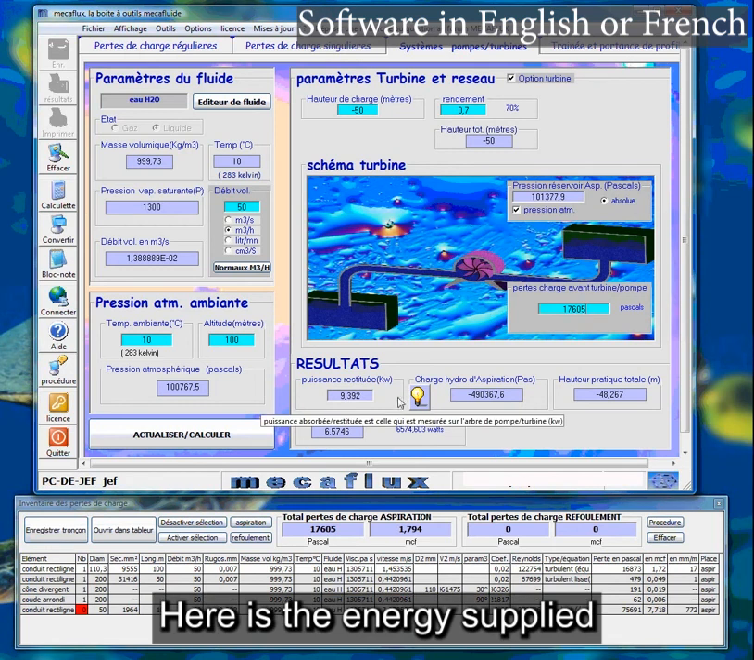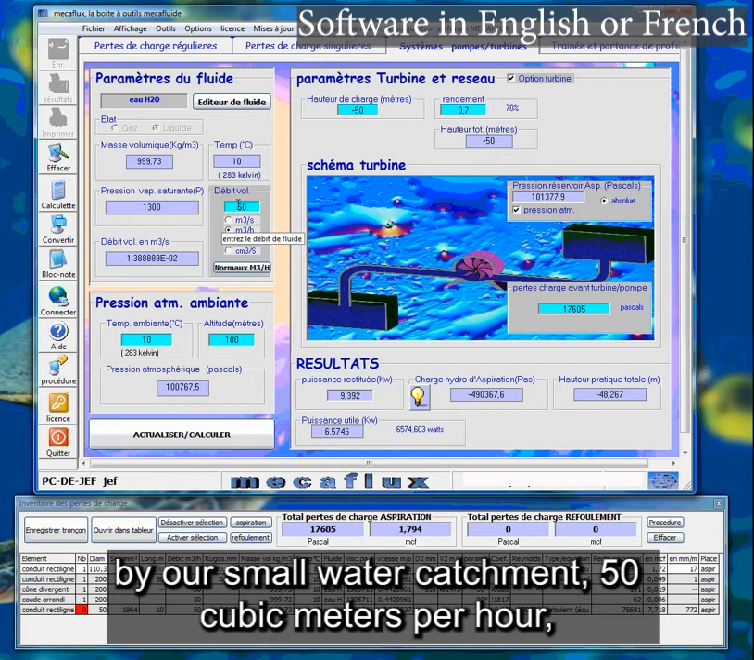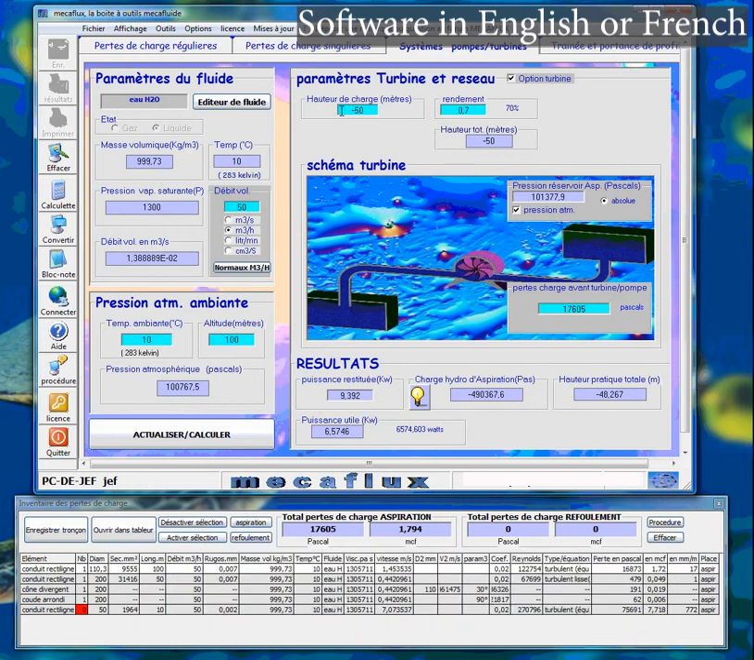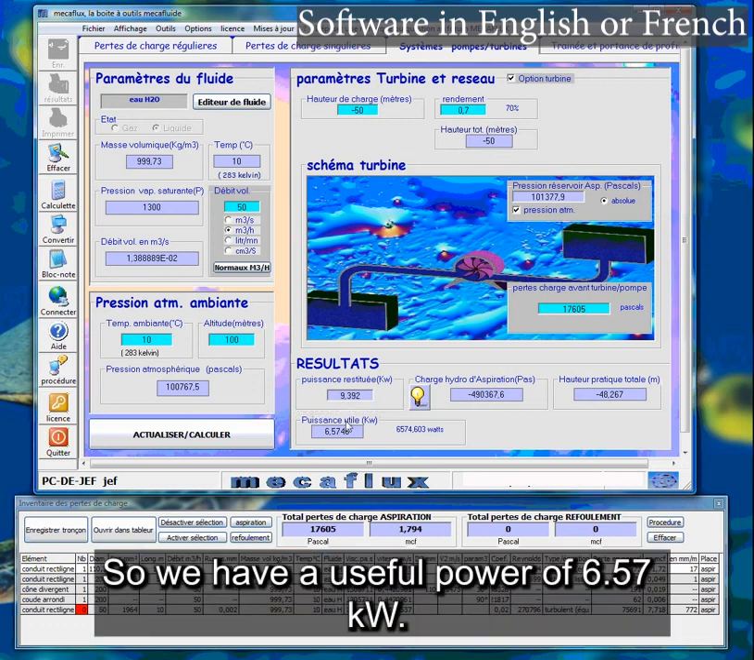Here is the energy supplied by our small water catchment, 50 cubic meters per hour, at a height of 50 meters. So we have a useful power of 6.57 kilowatts.